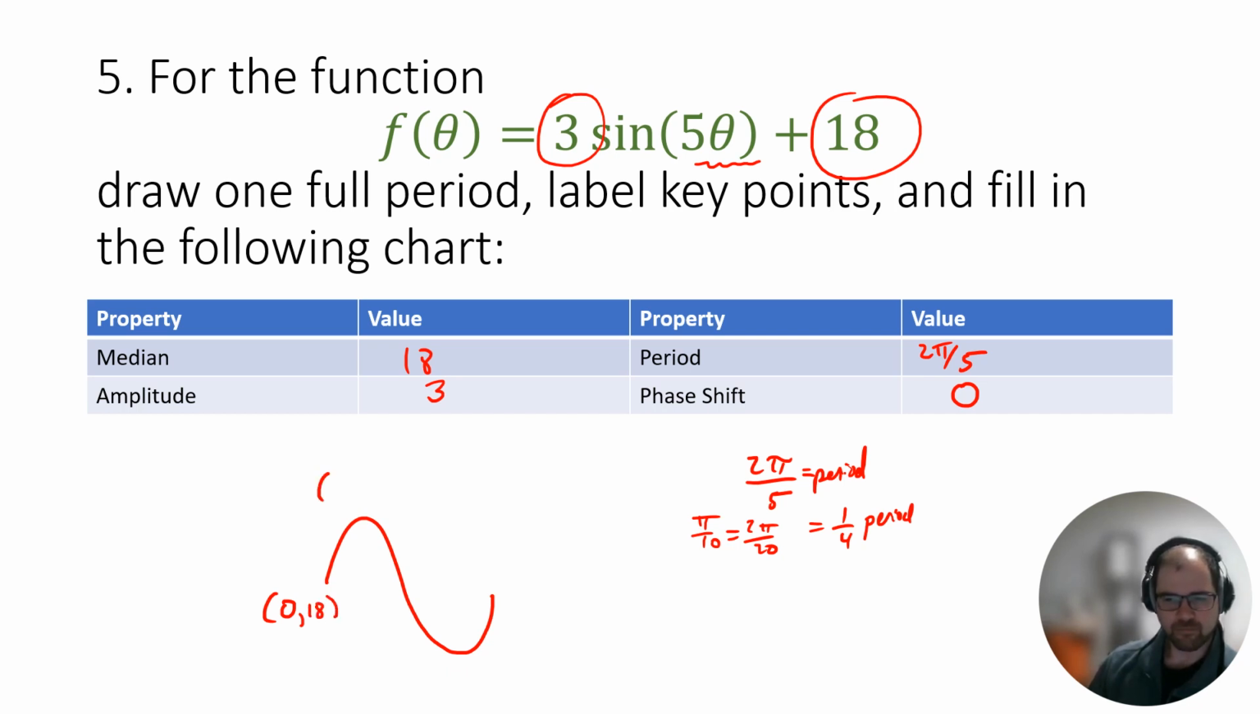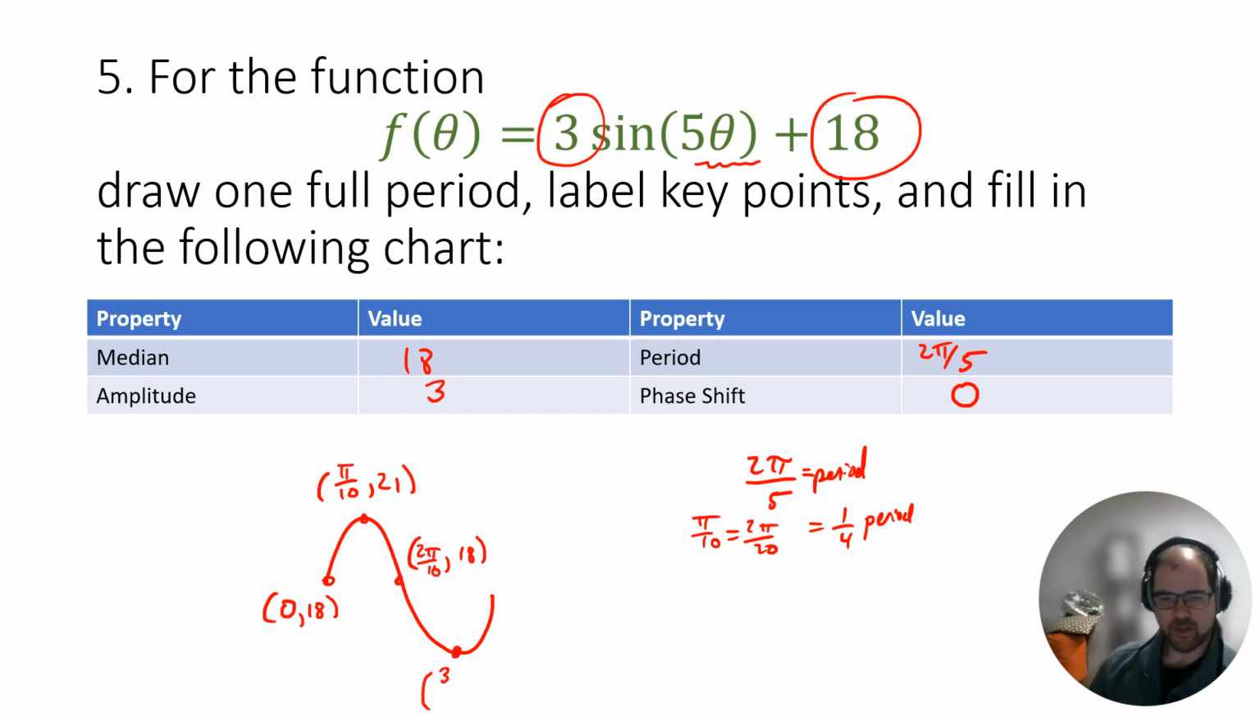I then move forward a quarter period, so pi over 10, and I go up an amplitude, so that's up to 21. Now I'm back down to a median height of 18. As far as our theta coordinate, we go forward 2 quarter periods, which we could simplify to pi over 5, but I don't really care.